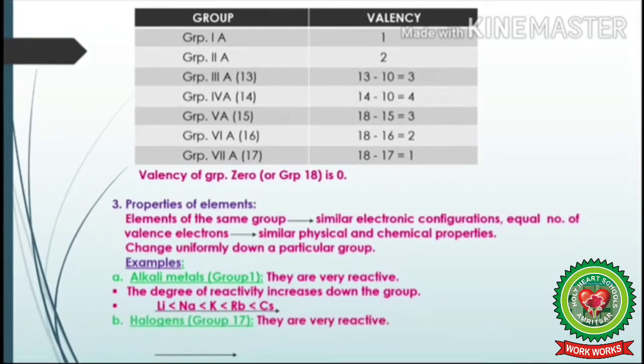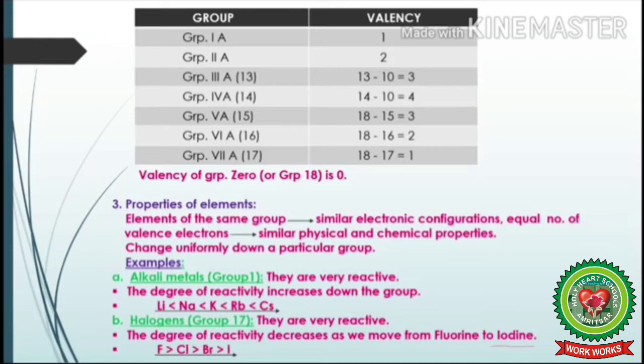Next is the case of halogens or group 17. Now halogens are also very reactive. They are the most reactive nonmetals. And the degree of reactivity decreases as we move from fluorine to iodine. That is, along a period from left to right, the reactivity decreases. For example, fluorine will be the most reactive nonmetal and iodine will be the least reactive halogen.